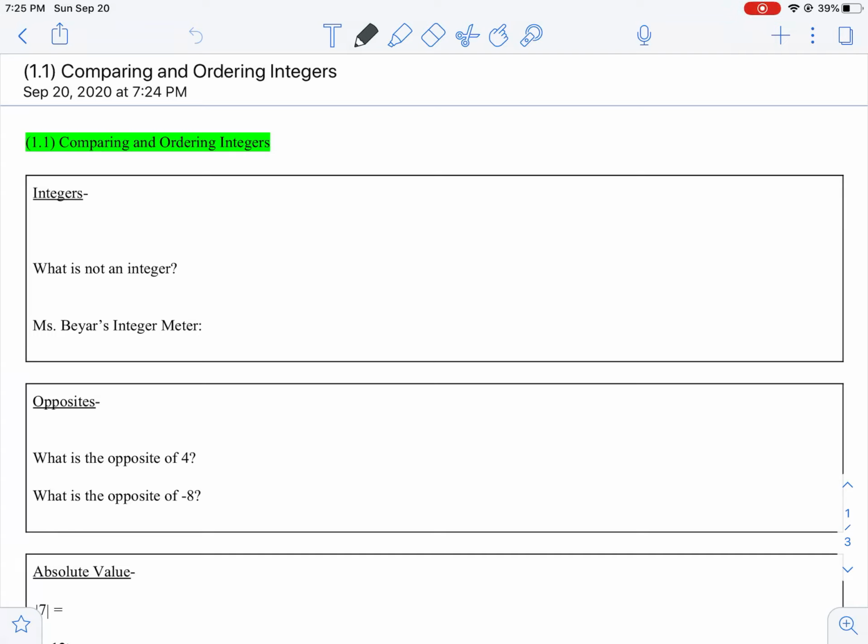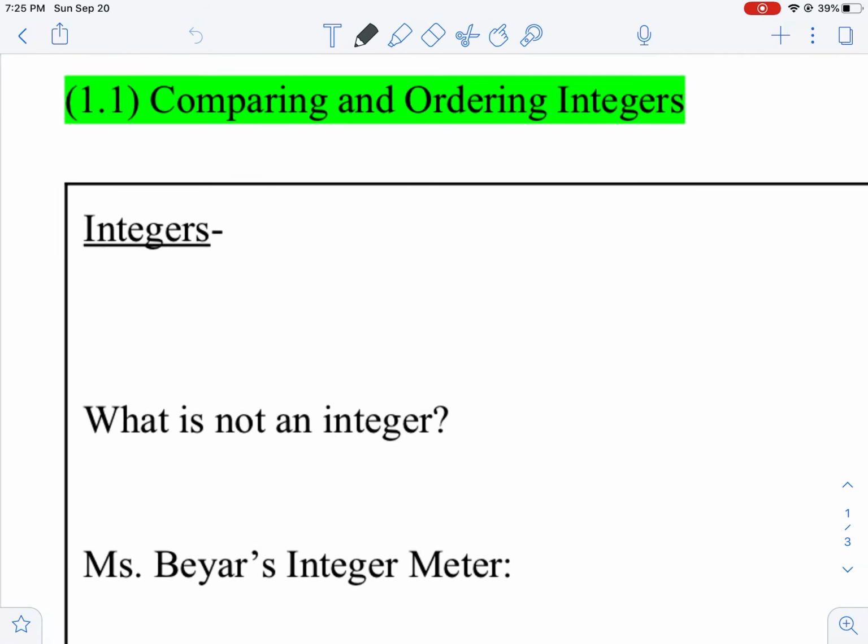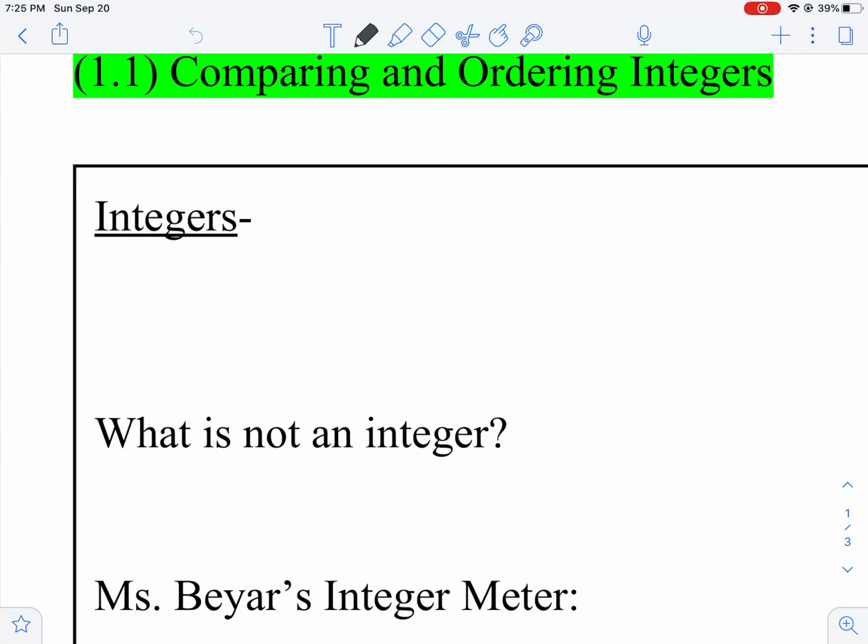In the beginning of this chapter, we are going to talk about integers. So let's first start by defining integer. An integer is a positive or negative whole number.